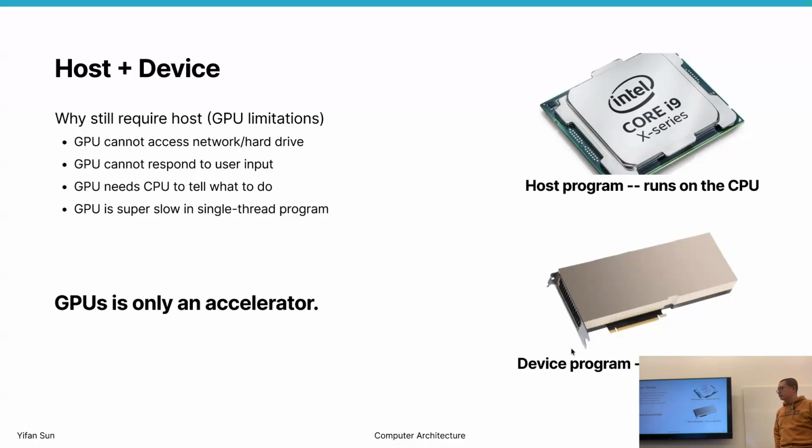GPUs are only accelerators. So don't think they are powerful devices that can do anything. They're accelerators. What does that mean? It means the CPU offloads the part of the program that is really compute intensive. The CPU can still do it, it's just not fast enough. So the CPU offloads that part of the program to the GPU side so the GPU can run it faster. Okay, so there's an offloading process. The GPU is only an accelerator.